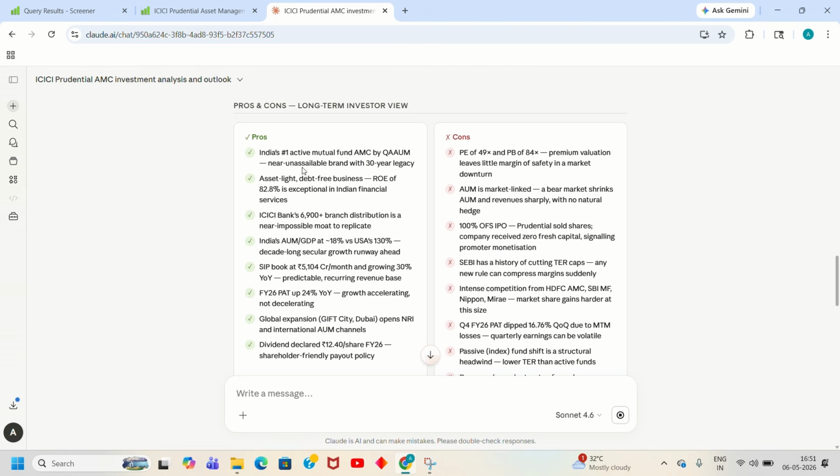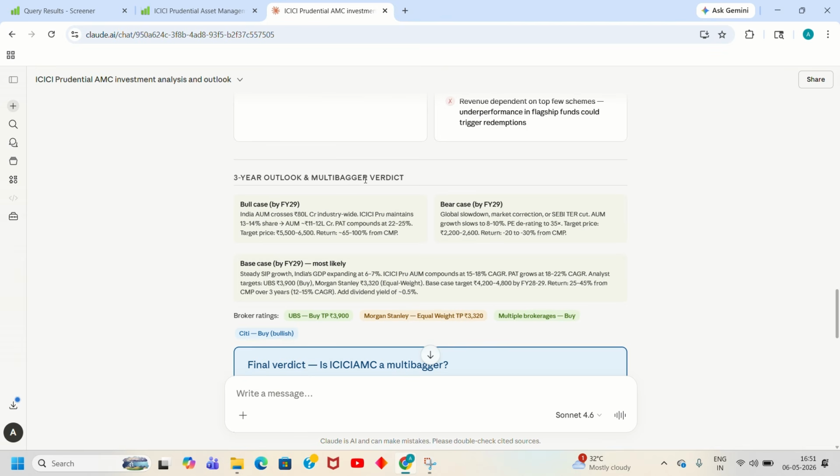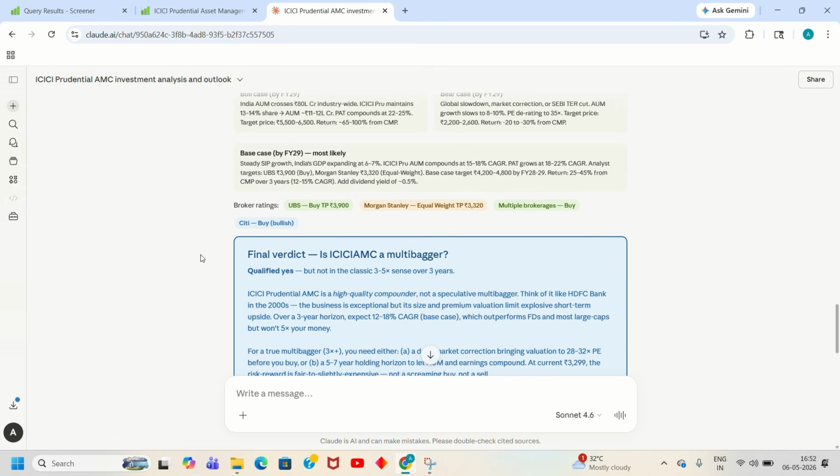It is India's number one active mutual fund AMC, run by ICICI. Asset light and debt free business. Return on equity of 82.8% is exceptional. Now, 3-year outlook scenario, bull case: India's asset under management crosses 80 lakh crore and the AMC maintains a 13 to 14% share. And bear market case: a global shutdown, market correction, or SEBI total expense ratio cut. Then the final verdict.